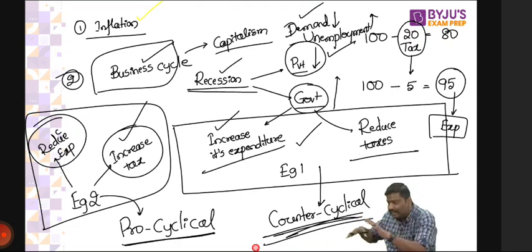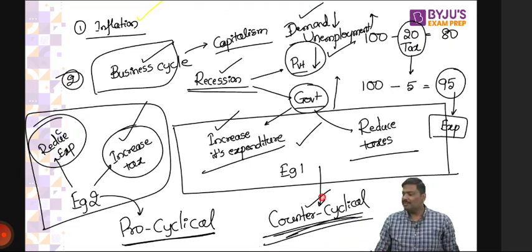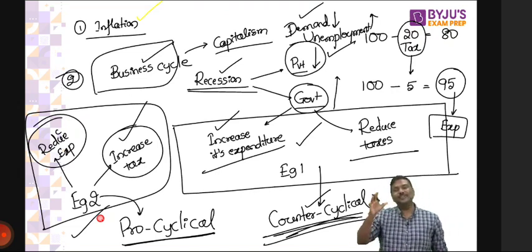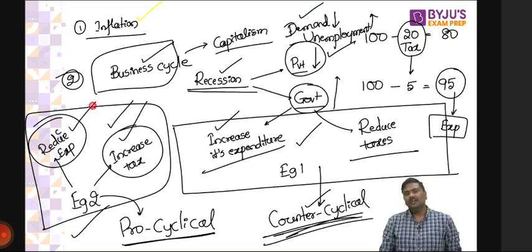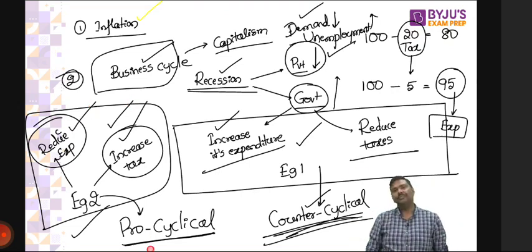Give an example of pro-cyclical. My dear, what is this example 2? Please listen to whatever I say. What I said was, if government increases the tax rate, what will happen to demand? Demand will further go down. If government reduces expenditure, what will happen to investment? Investment will further go down. GDP will further go down. So what will happen? Recession will become much more severe.